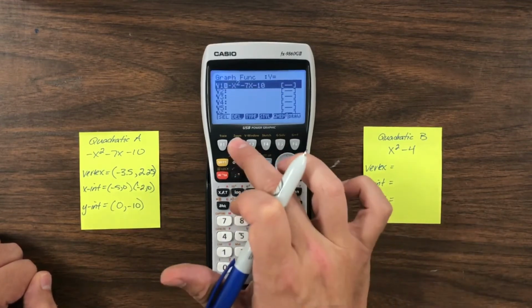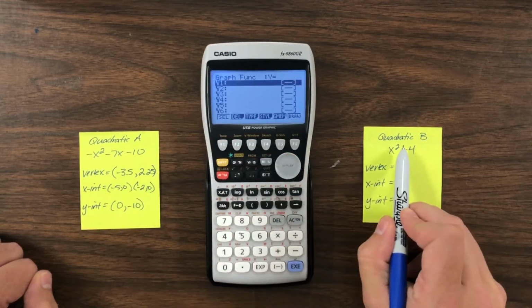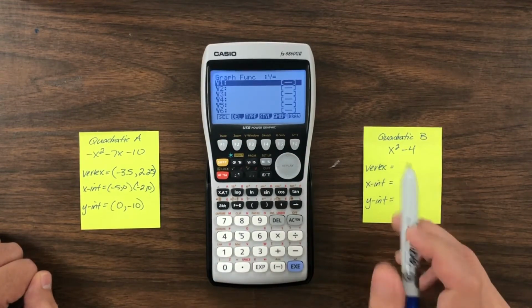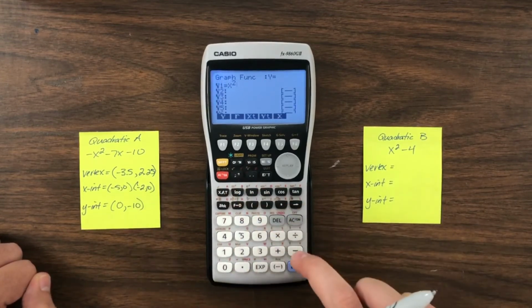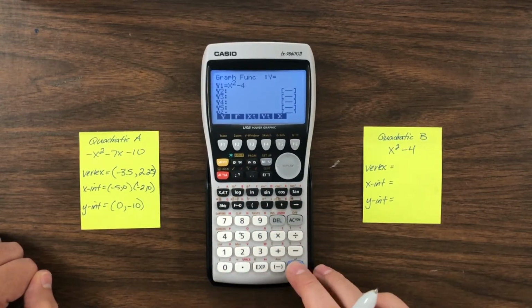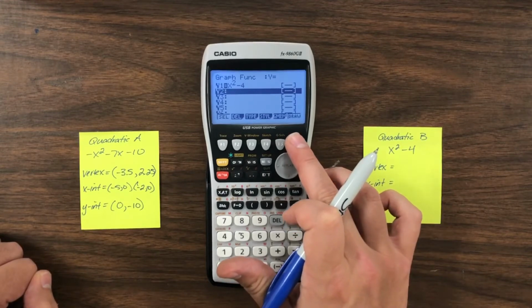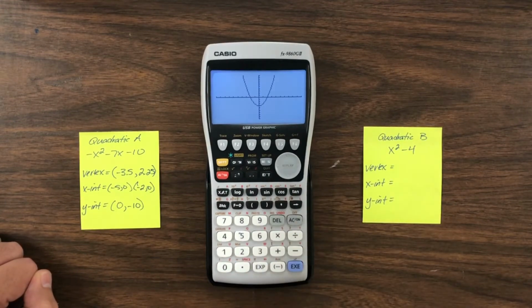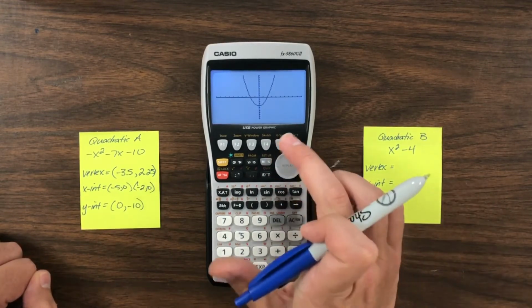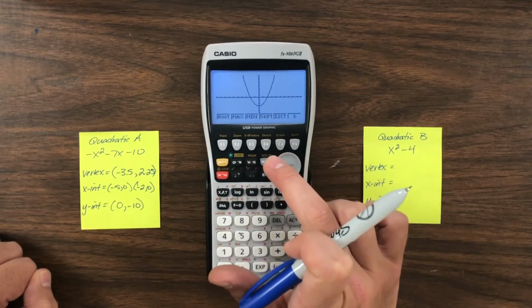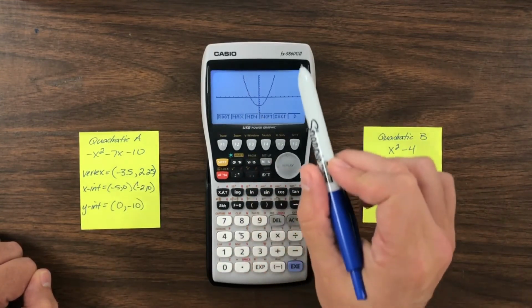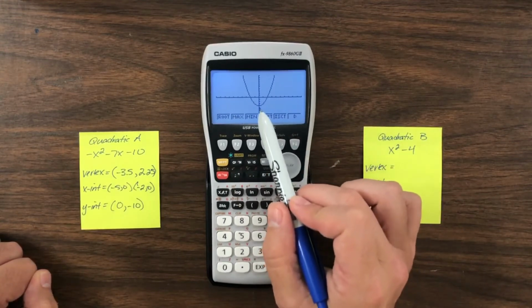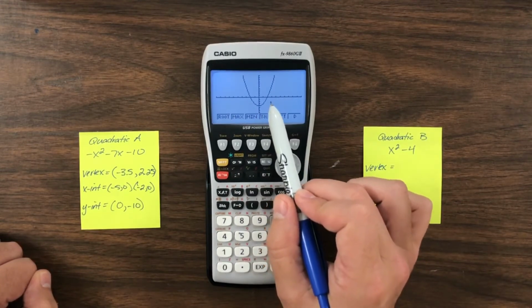I'm going to go up and delete the one that we have so that I'm able to do quadratic B, which is x squared minus 4. I'm going to execute and draw. There it is. To find this vertex, when I go to F5 to get all my options, remember this graph makes a U like a bowl. It has a minimum value, not the maximum value.